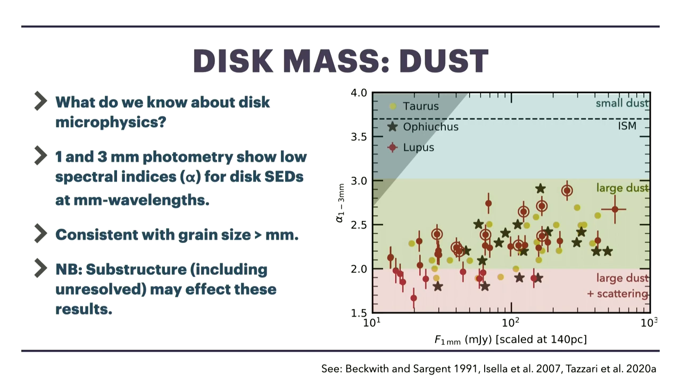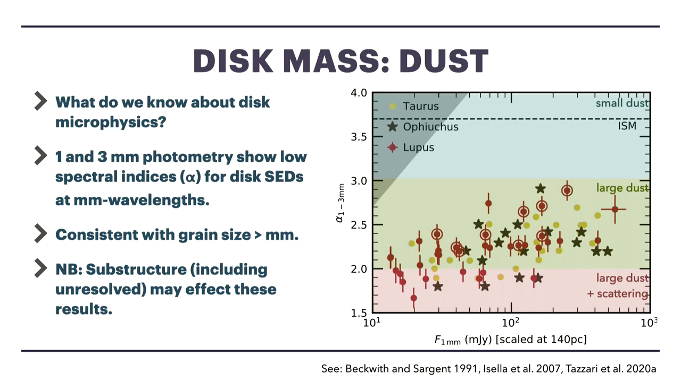A ton of work has been done here. If you take just the dust thermal emission and compare your flux spectral index, in this case for 1 and 3 millimeter emission, the photometry of disks shows that on disk average scales, the SEDs, the spectral index on the flux, is relatively low. This is telling you something. It tells you immediately that dust is not interstellar. Interstellar dust grains would be up here. So we know dust growth has happened in these disks. That at least is extremely clear from the data.